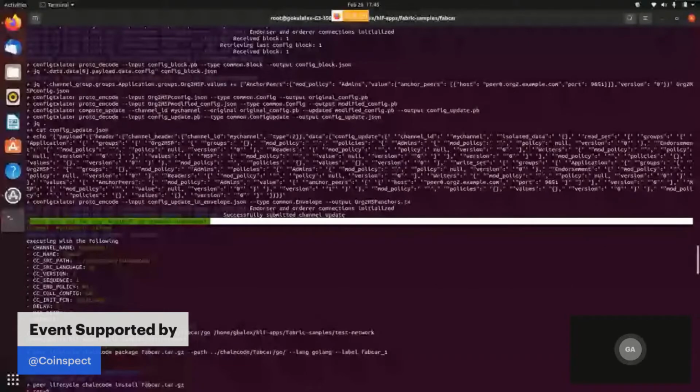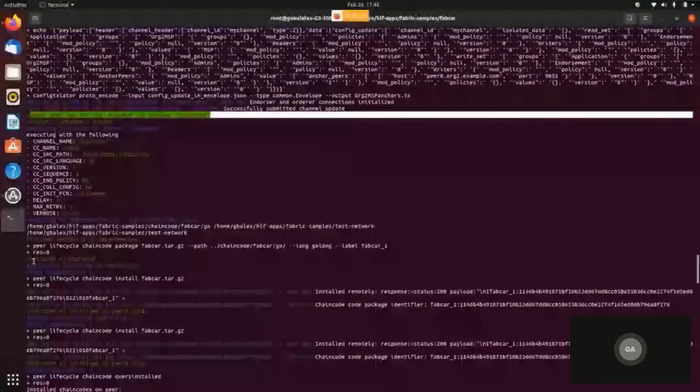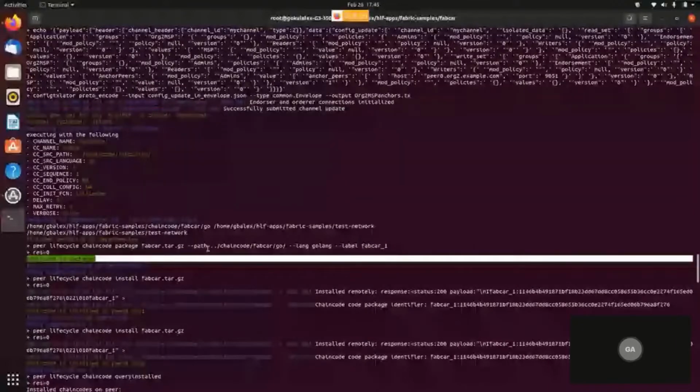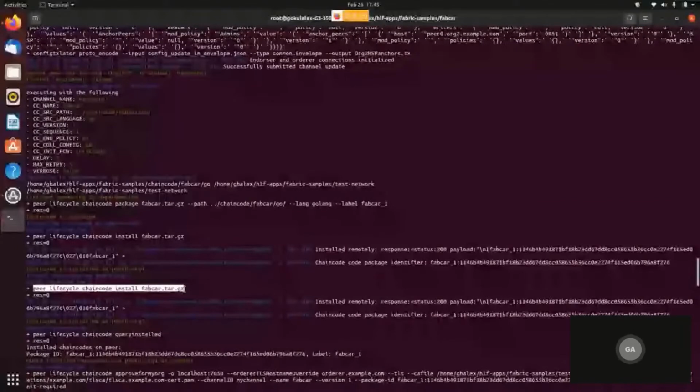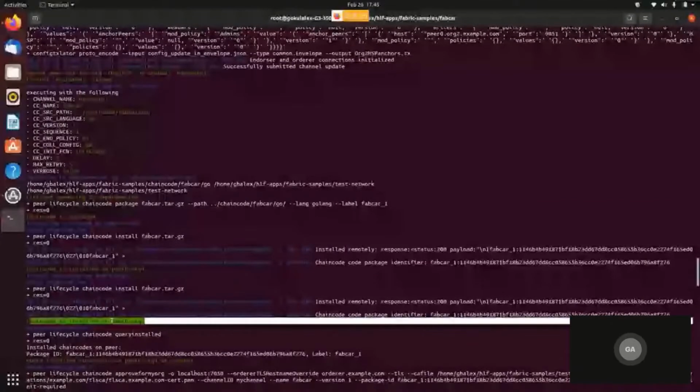And then it is trying to deploy the chain codes which are already created. Chain code is the contract. First step is installing the chain code on the peer, and then the peer lifecycle begins. The chain code is packaged. Chain code is installed on peer 0 for both the organizations. The chain code query is done.